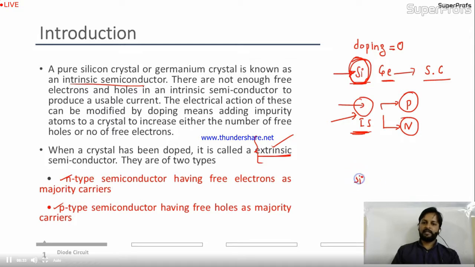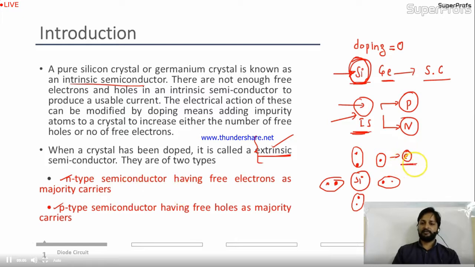Actually, if we talk about the Si atom, it has 4 electrons in the outer energy shell, right? So when you add the pentavalent impurity in it, 4 electrons of the impurity atom will make covalent bonds with these 4 valence electrons, and 1 will remain. So this remaining or excess electron will constitute the N-type semiconductor, because in the N-type semiconductor we have electrons as majority carriers, right?